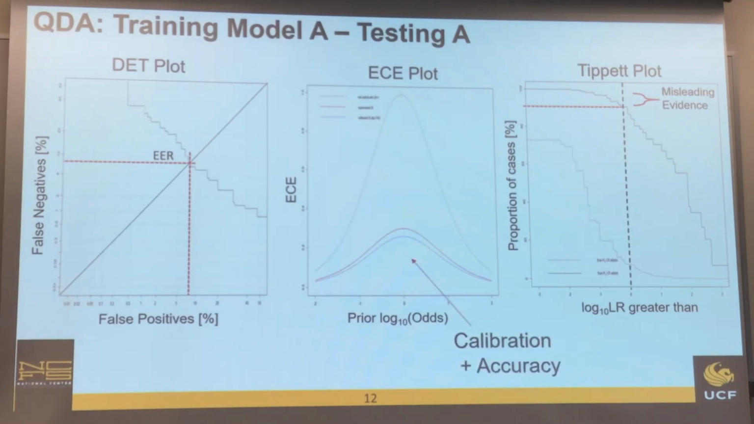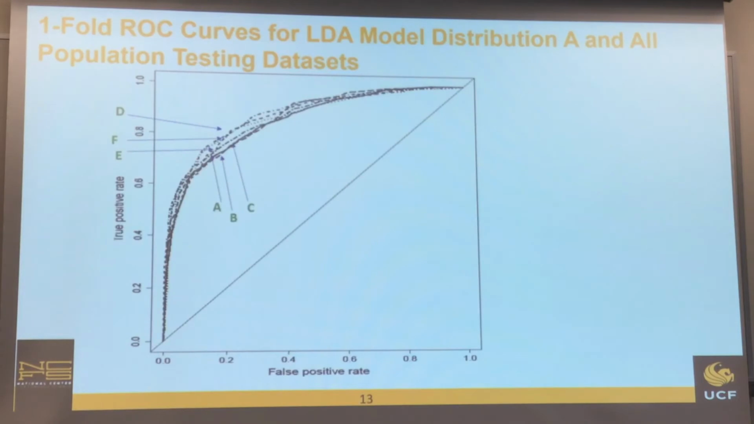So when looking at QDA with the training model A, you can see here that not only is it fairly calibrated, it's fairly accurate. Now here's an example of one of the ROC plots using the LDA approach with model distribution A as the model.